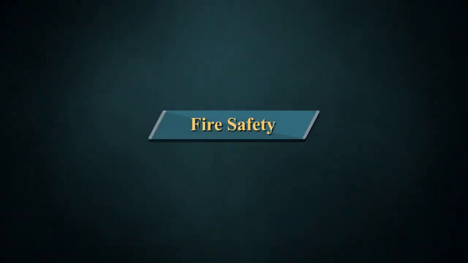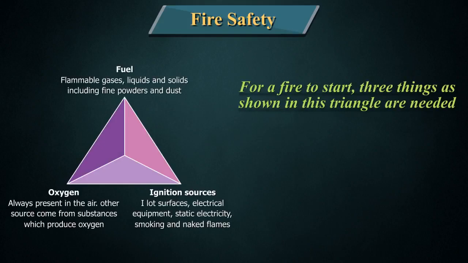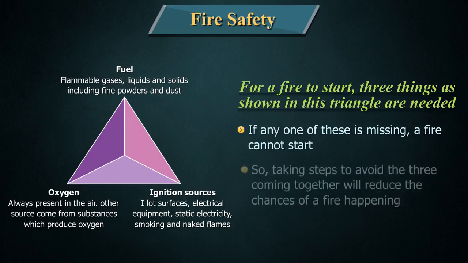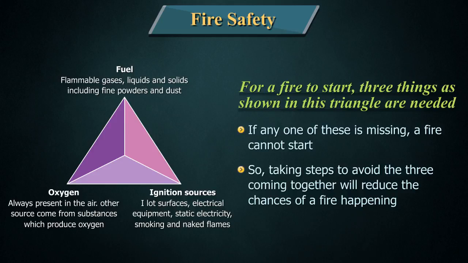Fire safety. For a fire to start, three things as shown in this triangle are needed. They are fuel, oxygen, and ignition sources. If any one of these is missing, a fire cannot start. So, taking steps to avoid the three coming together will reduce the chances of a fire happening.